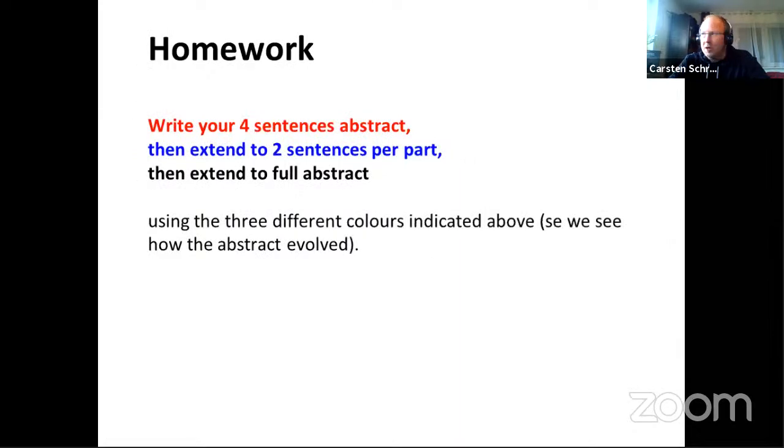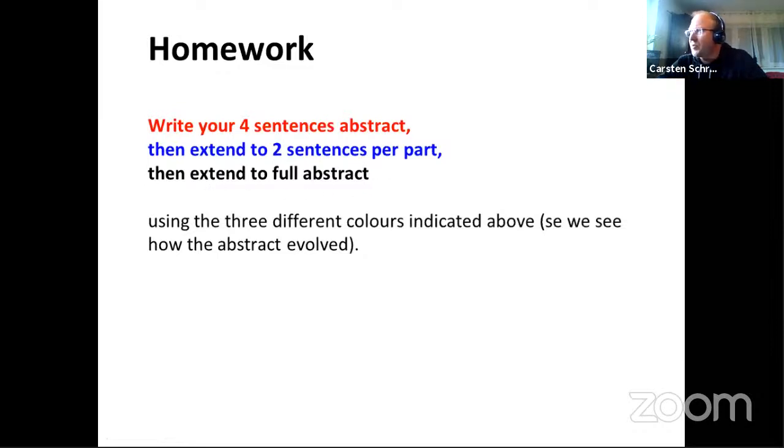So the homework will be to write your 4 sentence abstracts in red and then extend it in blue to up to 2 sentences per part, a maximum of 250 words. And when, after the 2 sentences per part, you still have space and you think something is missing, you can then add additional information in black.